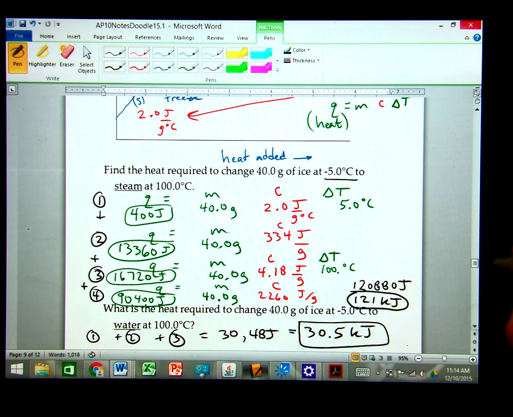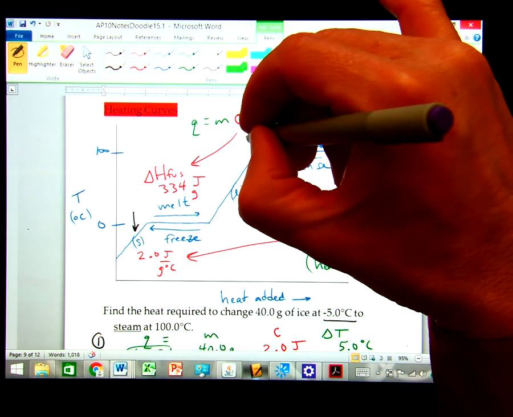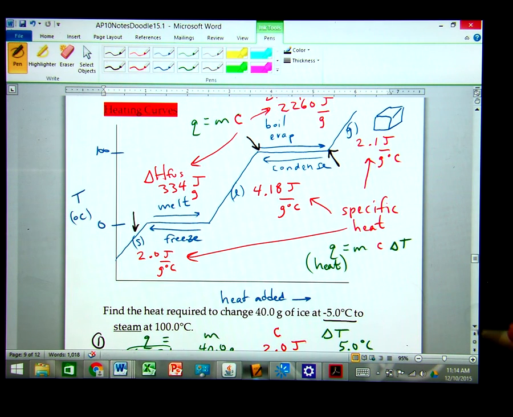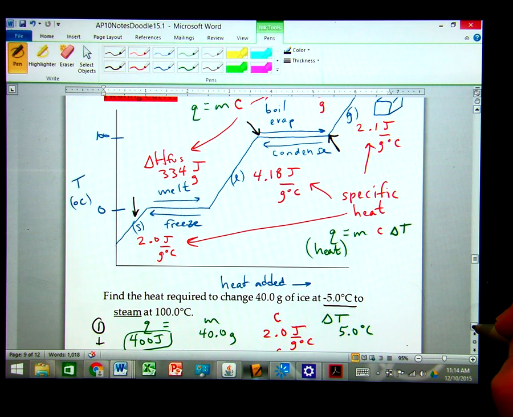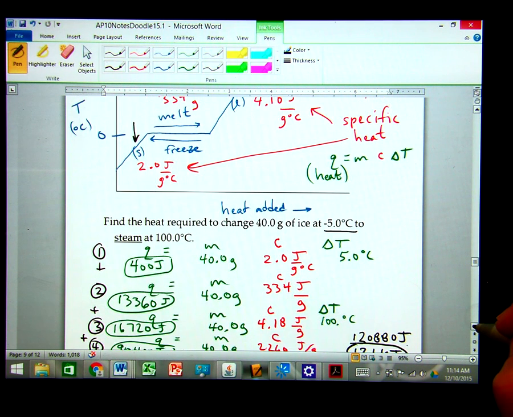So read the problem carefully. This problem ended at steam at 100, but if it ended at water at 100, it would have been right here, and it would have just been zones 1, 2, and 3. So read the problem carefully. It could be a 1 zone, 2 zone, 3 zone, 4 zone, 5 zone problem. You just add up all the answers, and that's going to give you the total.